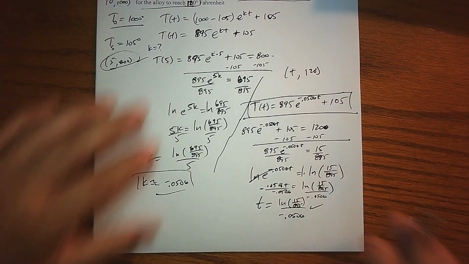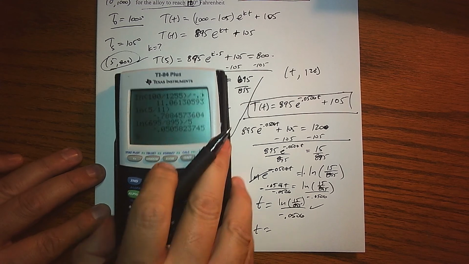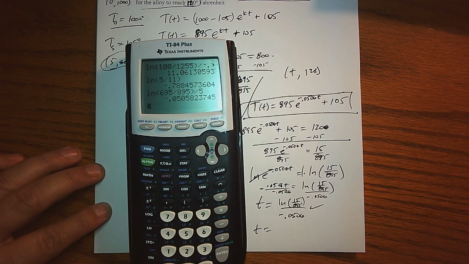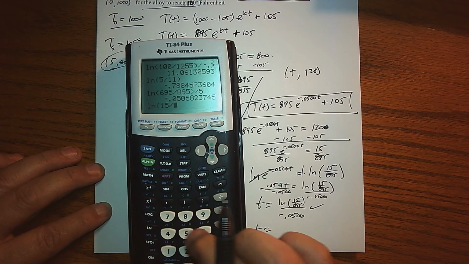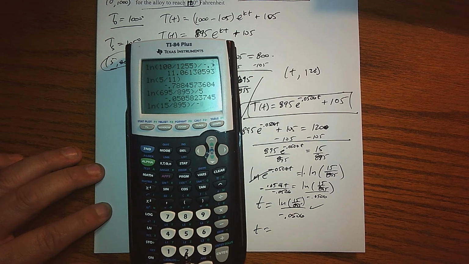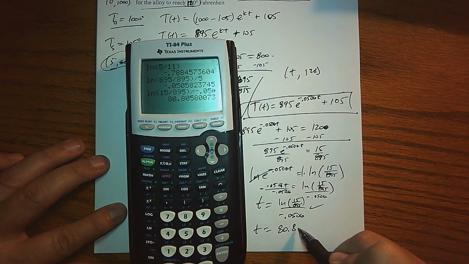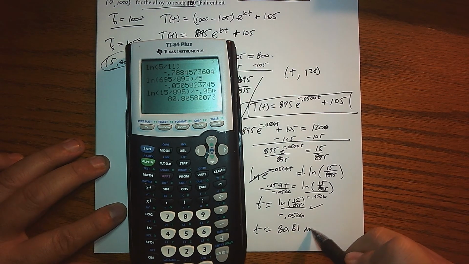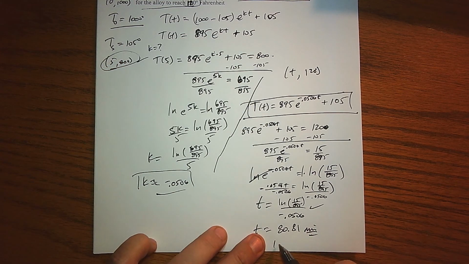All right, and what's the estimated value? We'll reach for our calculator. So we have the natural log of 15 divided by 895, and then we divide that by negative 0.0506. So the time will be 80.81, and that is in minutes. So about an hour and 20 minutes, so an hour and like 21 minutes if we round off.